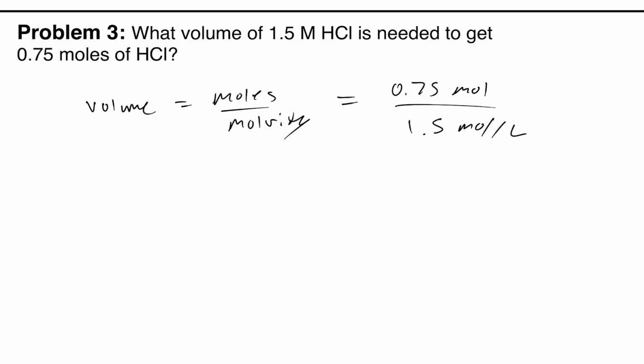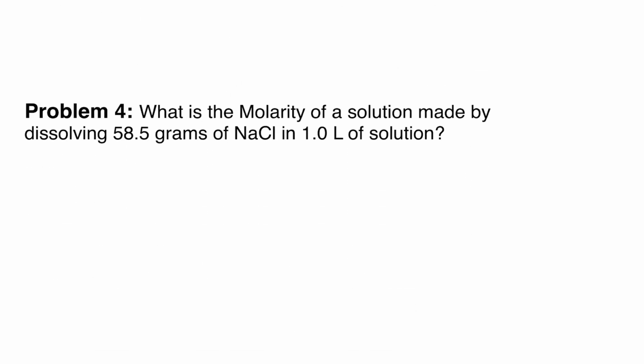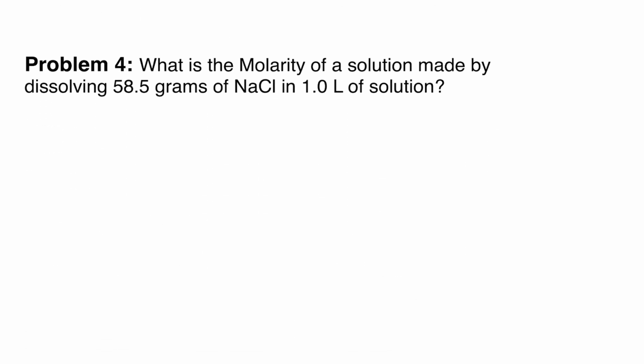And our final answer will be 0.5 liters, which is equal to 500 milliliters. Whichever answer you want to give works. And then for the last problem here, what is the molarity of a solution made by dissolving 58.5 grams of NaCl in 1.0 liters of solution?